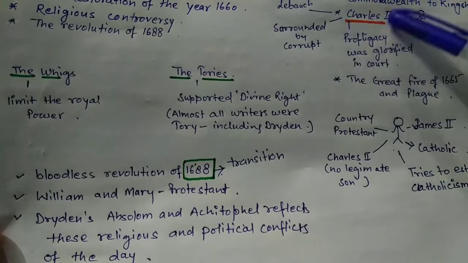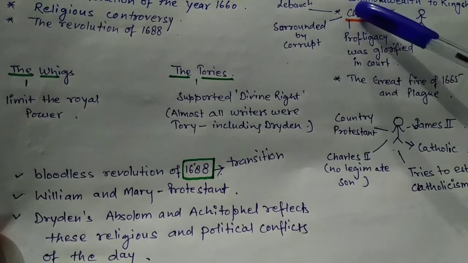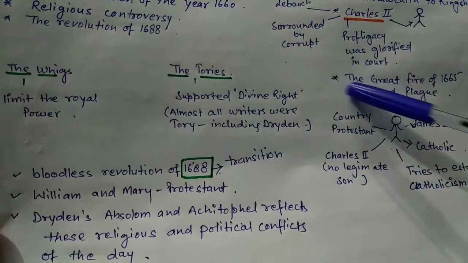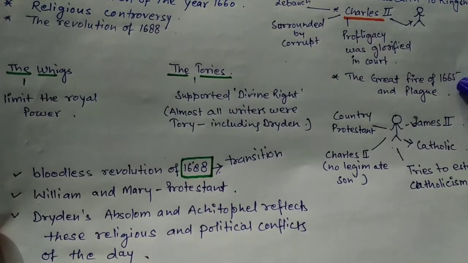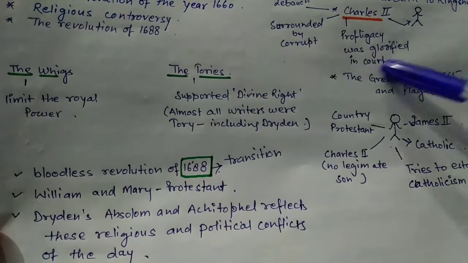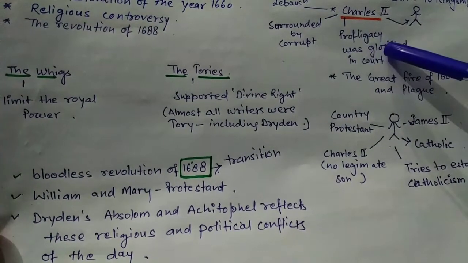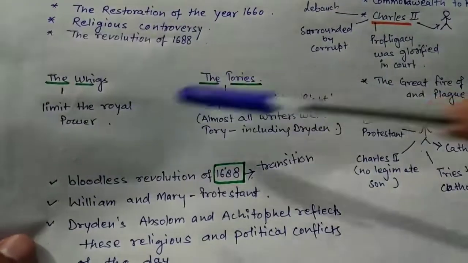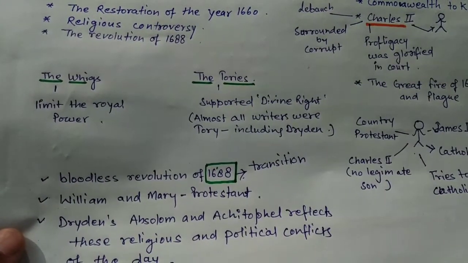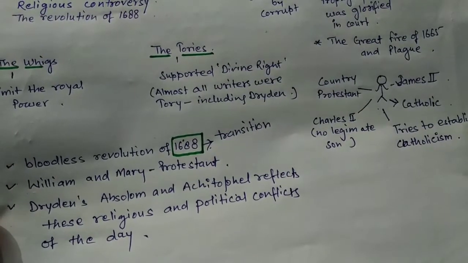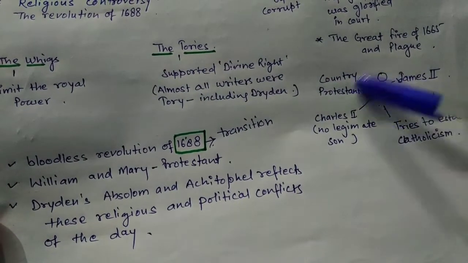Charles II, means he was a corrupt person himself. Ab wo yahan par chal raha hai great fire of 1665 or plague. People are suffering. Log suffer kar rahe. And Charles II is enjoying. So kya hoga? There were two groups then. Ki kuch log usko support karenge and some will say that he was not correct. Some people will oppose him. Same thing is happening here.